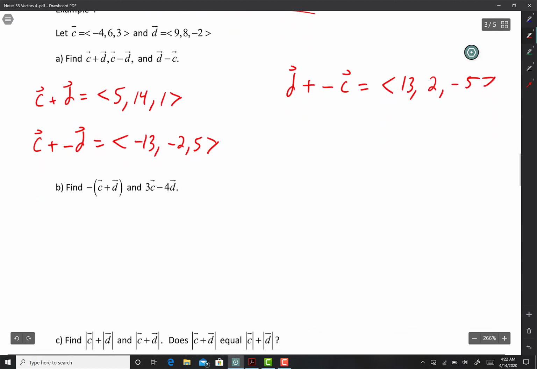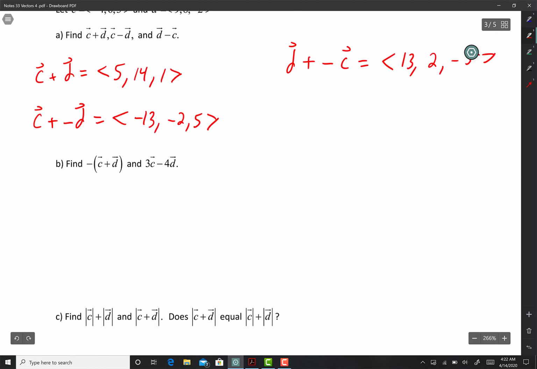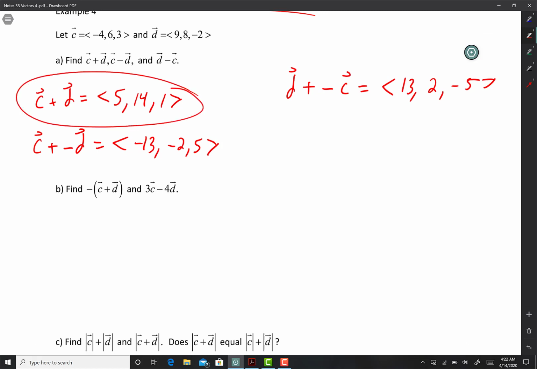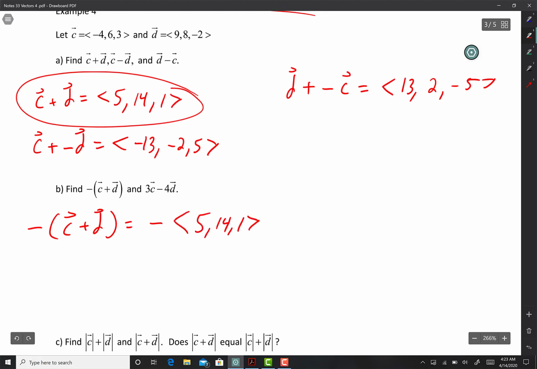All right. So then this one says negative C plus D. So I already have C plus D. That one is this one right here. And I'm going to put a negative in front of that. So here we go. Negative, and then vector C plus vector D. So negative, and then 5, comma, 14, comma, 1. So I'm going to have -5, comma, -14, comma, -1. And there it is. That's it.